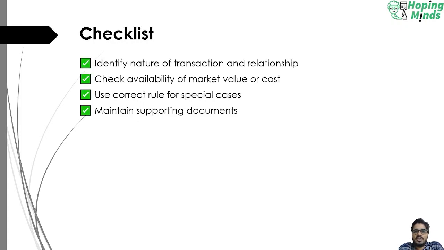So before we conclude this topic, let us have a look at the checklist and a few examples. Identify the nature of transaction and relationship. Check availability of market value or cost. Then use correct rules for special cases and maintain supporting documents. So let us go through certain real life scenarios and see how the valuation is done. Let us move to the examples now.